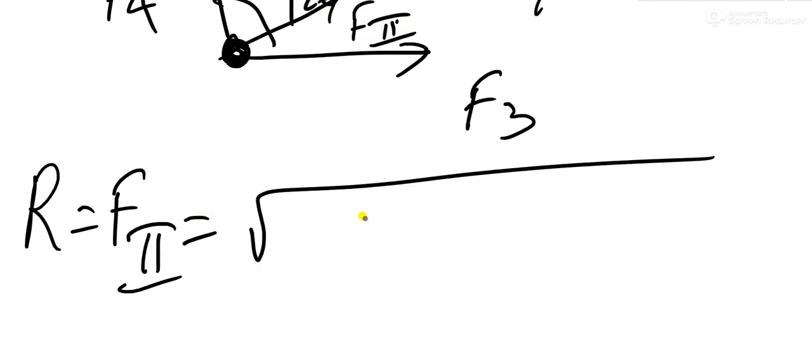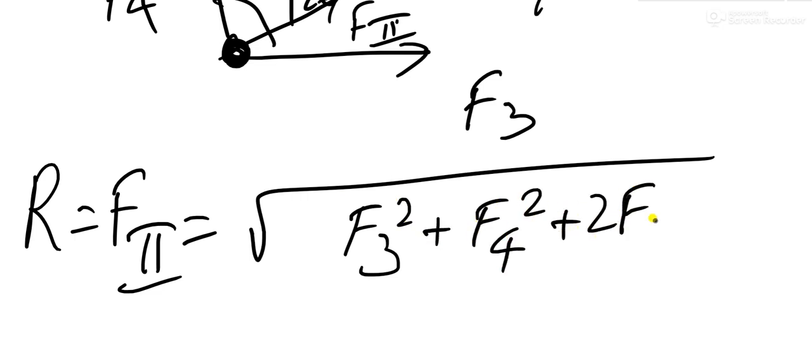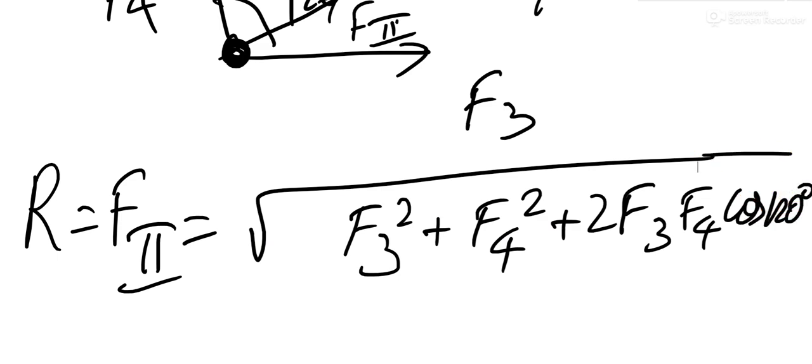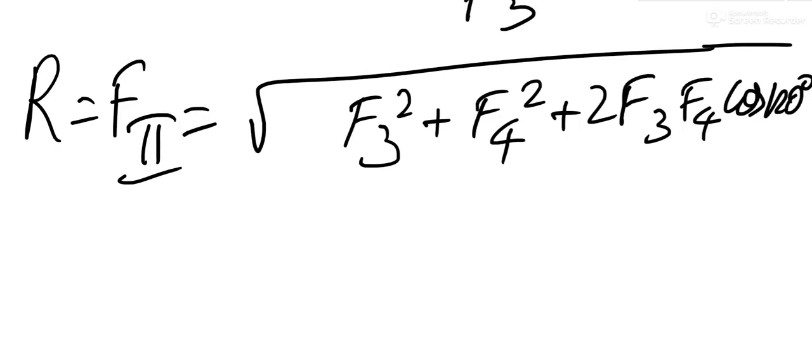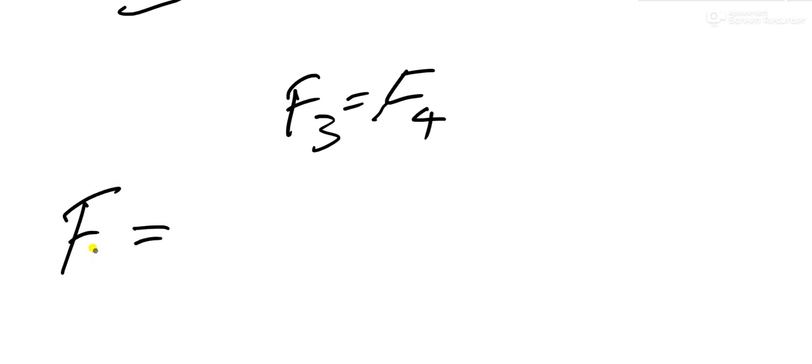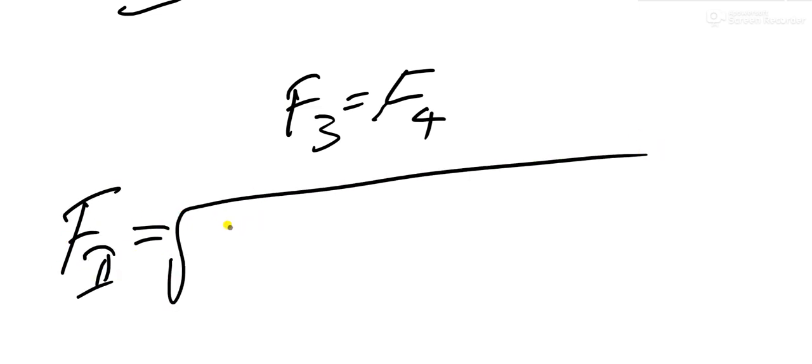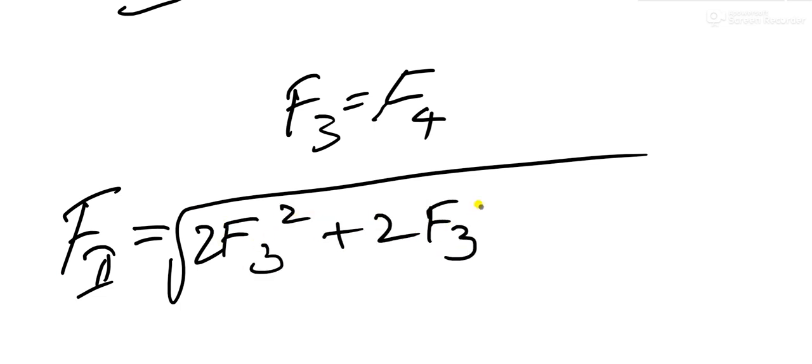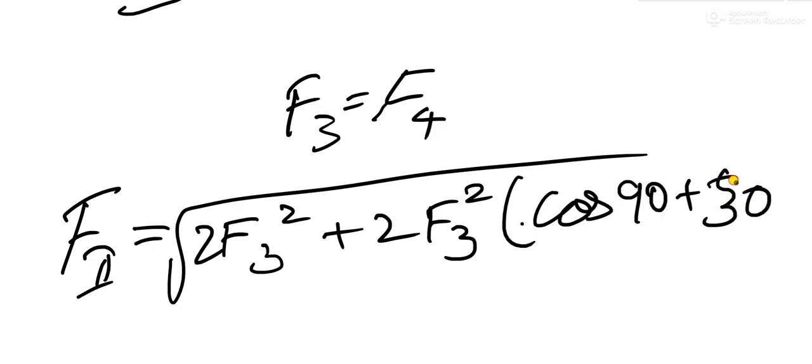So, it is going to be root of F3 square plus F4 square plus 2 times F3 F4 cos 120 degree. Again we got the same value. Okay. So, F3 is equal to F4. So, since these two are equal, the resultant force of these two is going to be 2 times F3 square plus 2 times F3 square cos of 90 plus 30, same, because it is a 120 degree, the similar equation only.